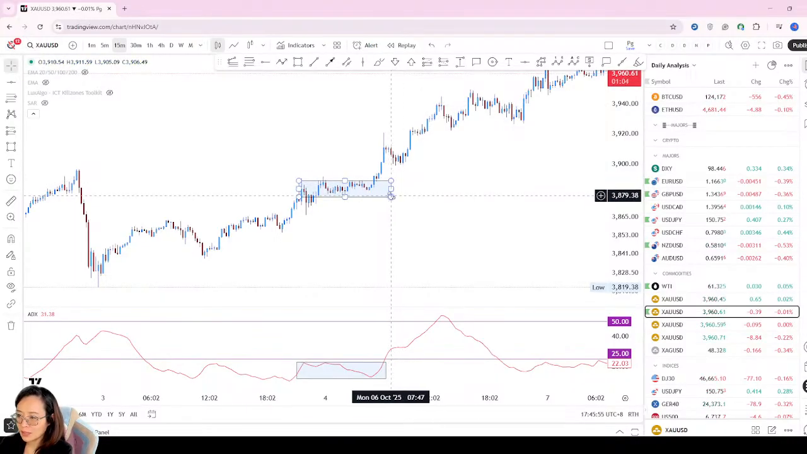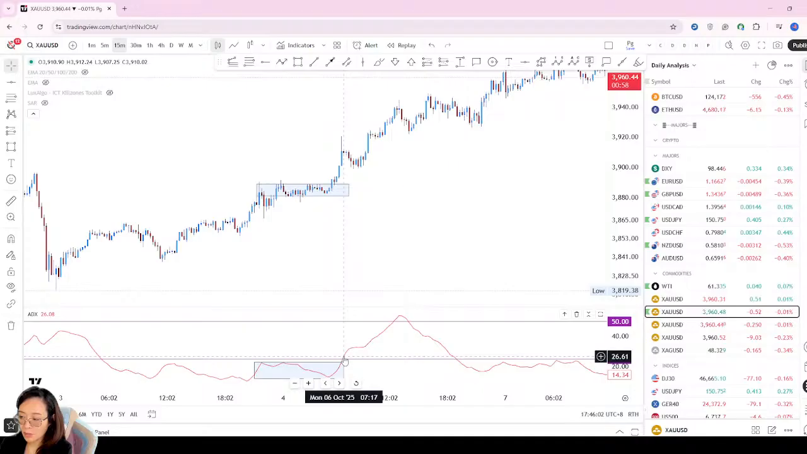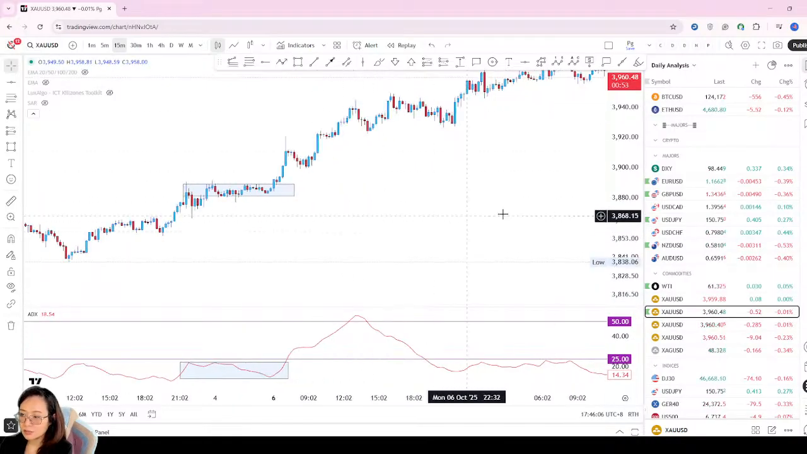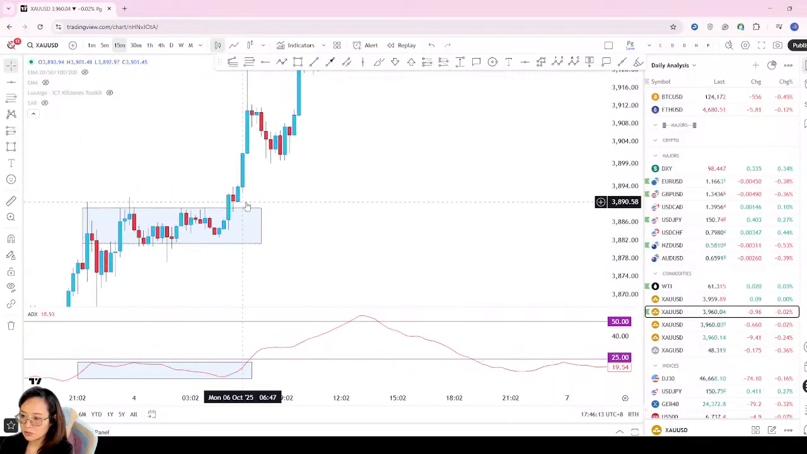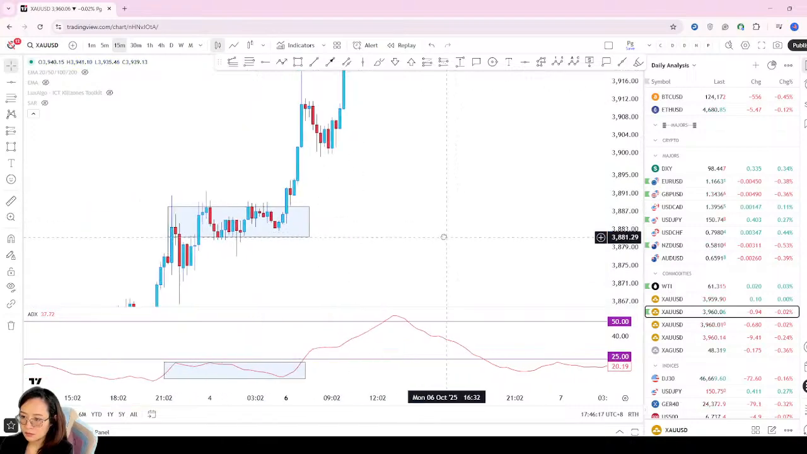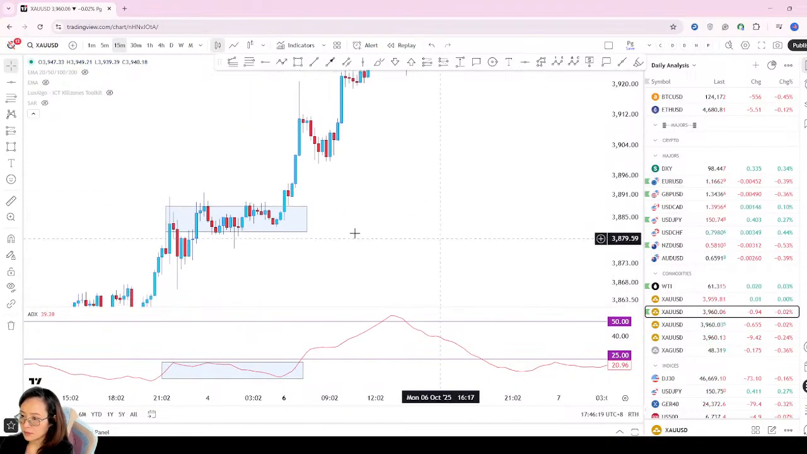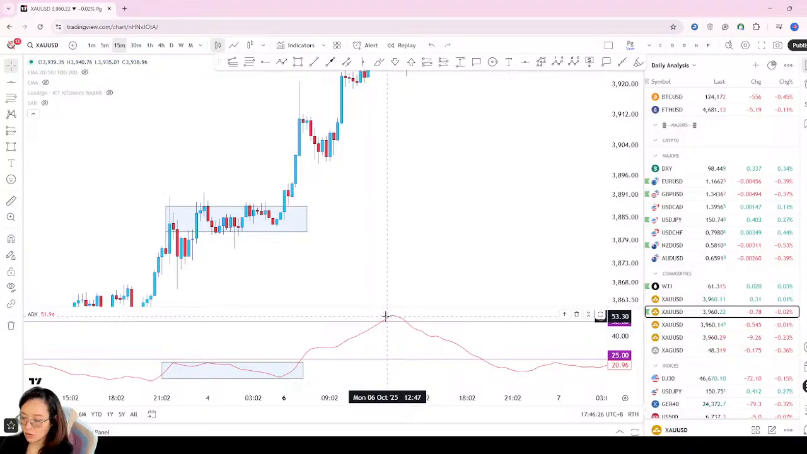Okay, now the ranging market is right here. Whenever the ADX is starting to close or above 25, you will see the trend start to develop, and then you will see that it breaks out of the box, right, and goes back. Wait, let me try to make it very clear. Right here, break above and pull back.